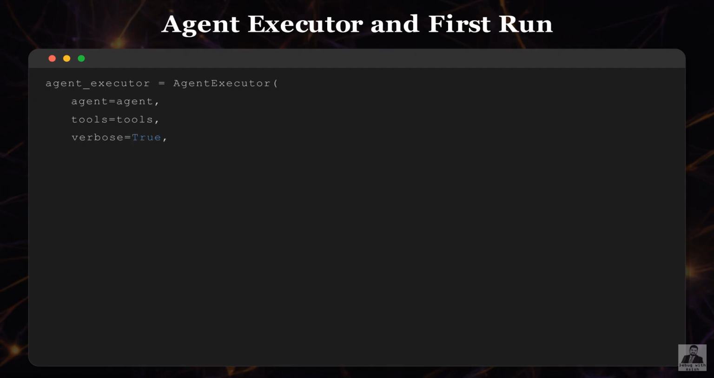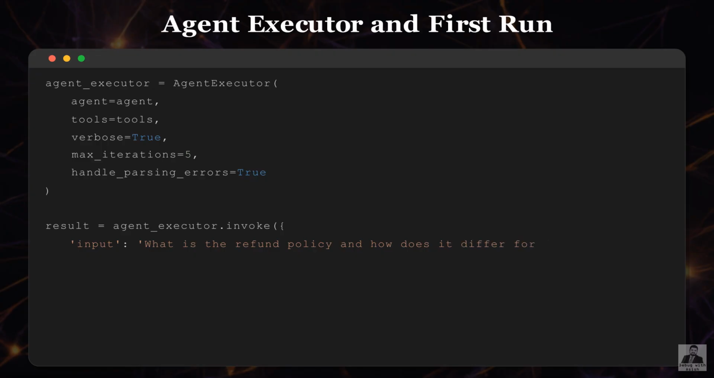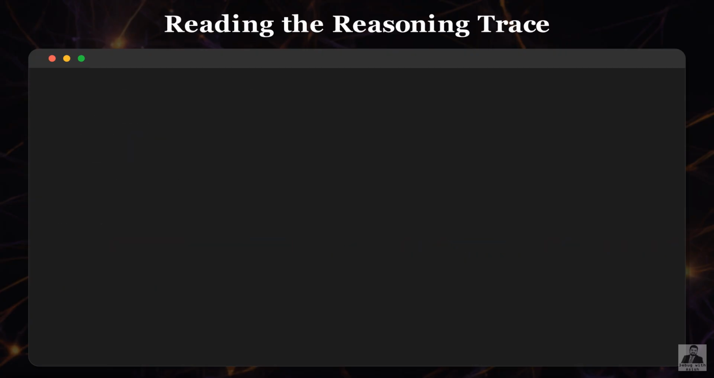The agent executor wraps the agent and runs the think, act, observe loop. We set verbose to true, so we can see the full reasoning trace in the terminal during development. Max iterations of 5 prevents an infinite loop if the model cannot find a satisfactory answer. Handle parsing errors set to true tells the executor to feed any formatting mistakes back to the model as an observation rather than crashing. The input question here requires 2 separate searches because refund policy and digital product policy are stored in different document sections.